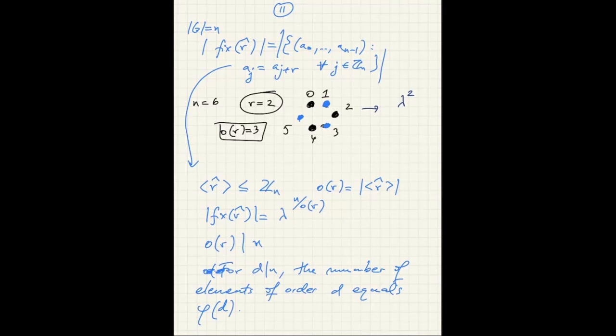So when we put these things together, what we end up with is that the number of colorings, the number of necklaces, will end up being 1 over n, which is the cardinality of the group, times the summation over all divisors d of n of phi of d times lambda to the power n over d. So that's the number of necklaces which are invariant under circular symmetry.